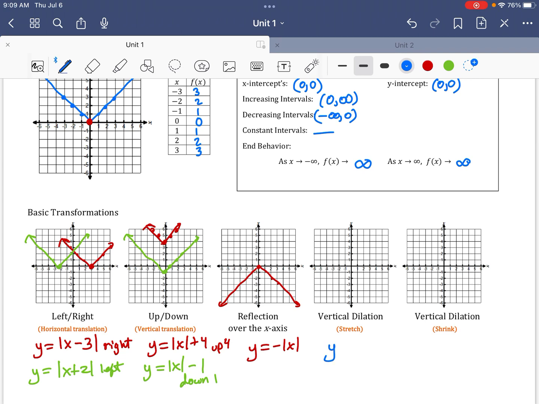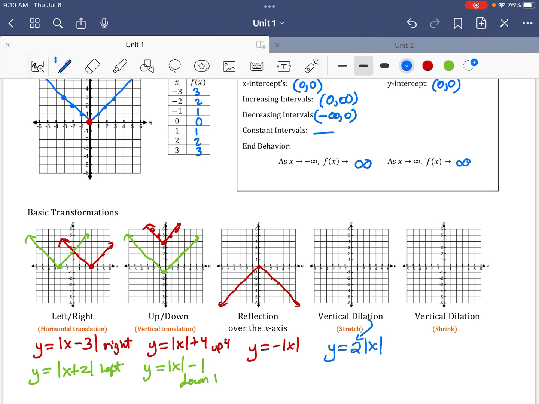So let's try this one. So let's try 2 in front of here times x. So what that does is it takes all of your answers here and multiplies them by 2. So this is now going to be 6, 4, 2, 0, 2, 4, 6. So it raises up your y values. Your x values are staying the same, but your y values are getting taller faster, or higher sooner. All right, so this is called a dilation by a factor of 2. All right, so you say dilation by a factor of 2.